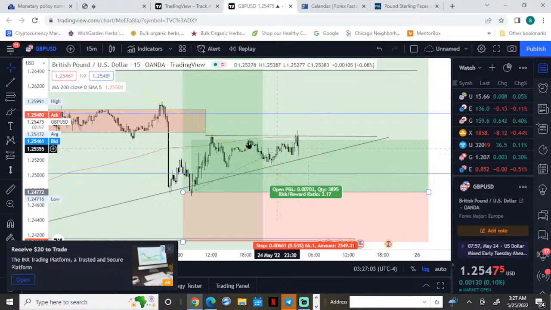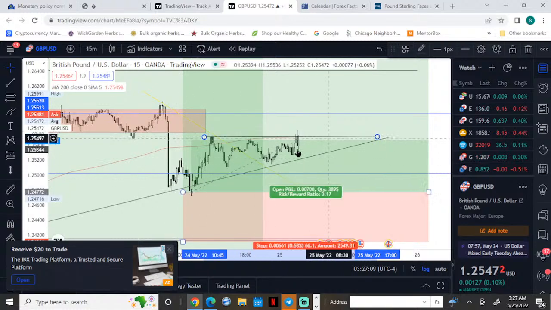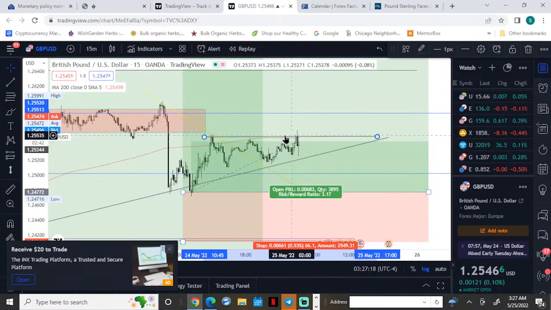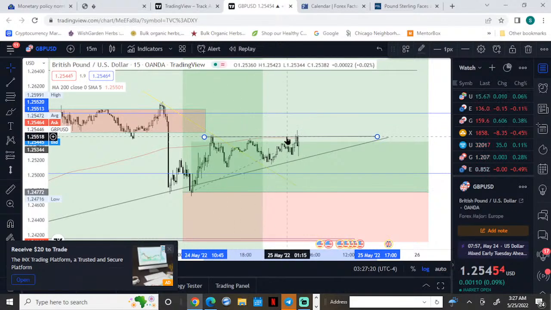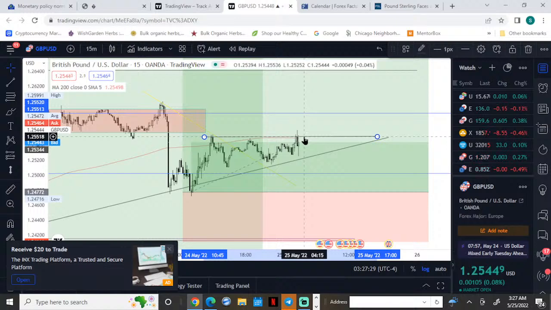All right. So if you're not in GU, we could do this. We got this ascending triangle because price is making higher highs within this trend line and this support resistance zone right here. You see price break out and retest this. And you can get in right here, 1.25518.